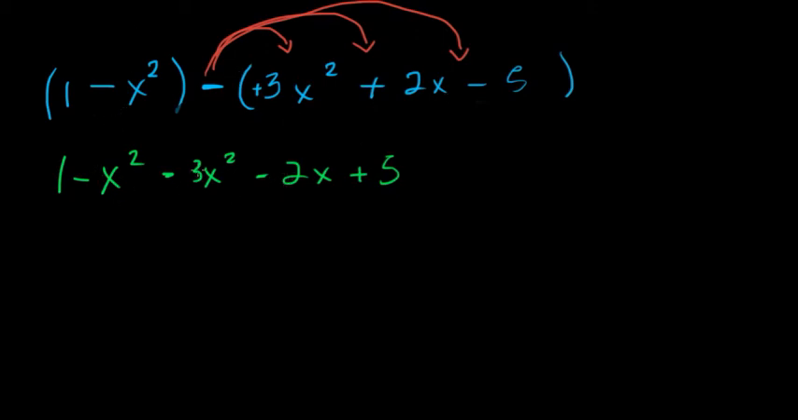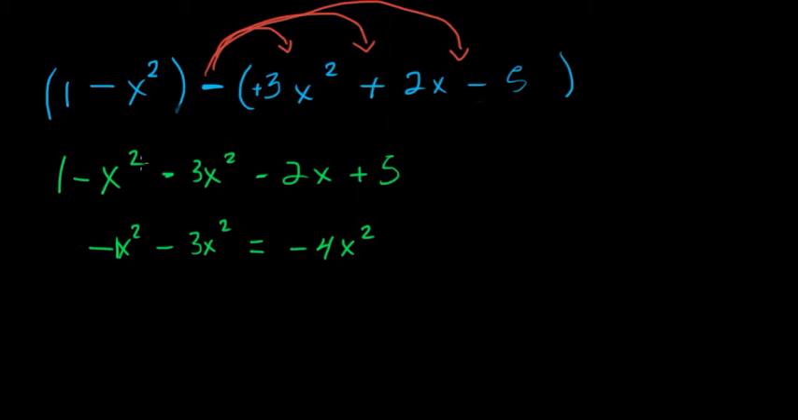Where do I go from here? Well, let's start off with our highest power, and it looks like our highest power is 2. So we have a minus x squared minus 3x squared. Well, what will this give us? This will give us a minus 4x squared, right? Because it's assumed that there's a negative 1 coefficient here. So we'll get a minus 4x squared.